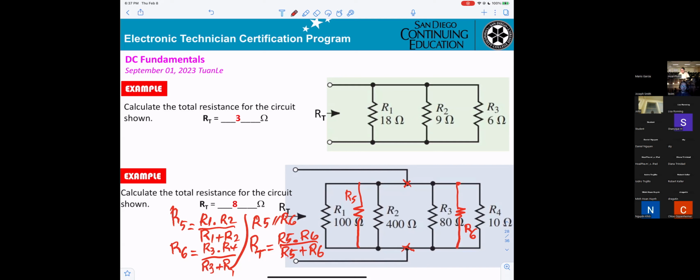You're picking a specific spot in the circuit where you want to know what the R total is. They want to look from here into the circuitry. Right. That is the purpose they want you to know.